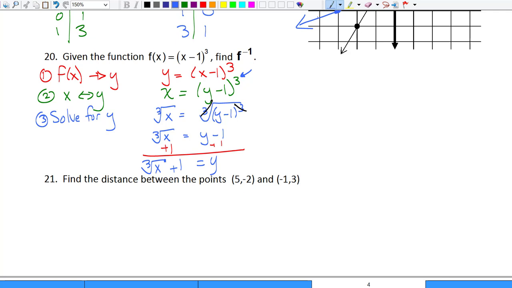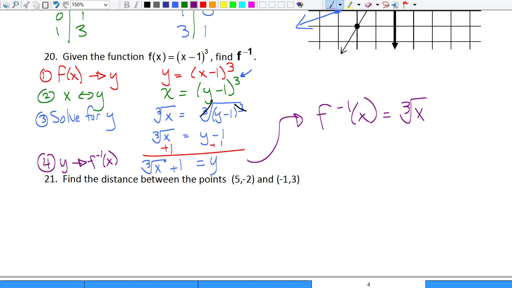Okay. Now the last and final step here is to take y and change it back into f. But in this case it can't be regular f, it's got to be the inverse. So we're going to write f inverse of x, and that's how you pronounce it, f inverse, is equal to the cube root of x, make sure that stops there, plus 1.